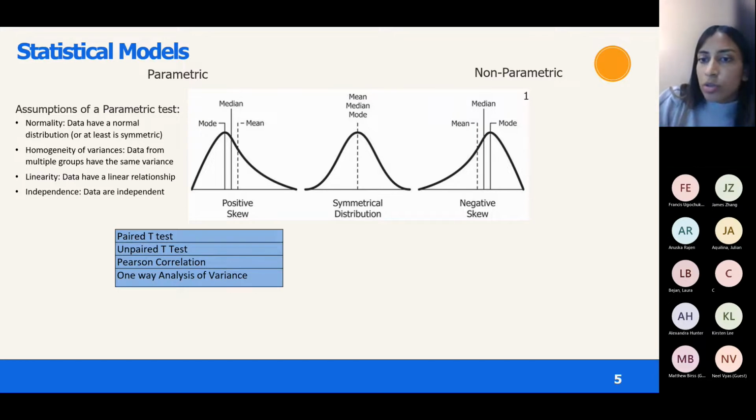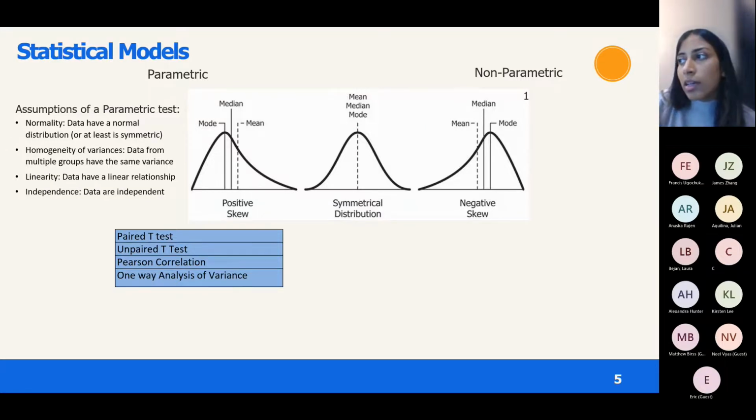And here are some examples of parametric and non-parametric tests. So parametric is paired t-test, unpaired t-test, Pearson, and one-way analysis of variance. And then here are your non-parametric tests.